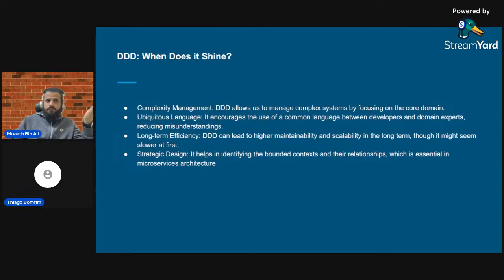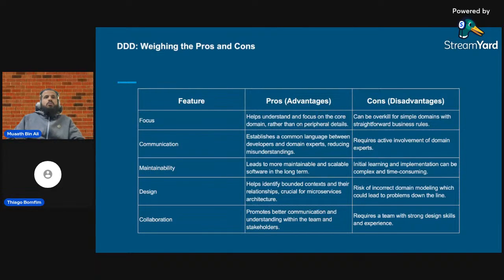If you have complexity, if you need high collaboration between the domain experts and developers, and if you are targeting your system to be a long-term project where you want more maintainability, more readability, more maintenance, it's a really good candidate for that. So let's also jump into some of the pros and cons of domain-driven design.